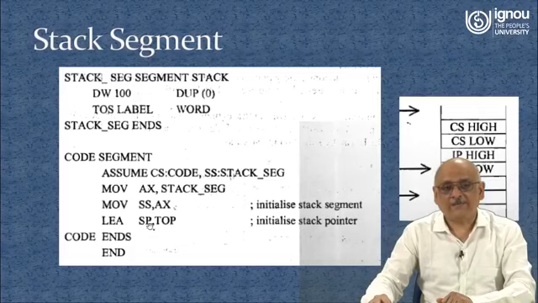And the SP, the stack pointer register. The pair is SS, SP, and they jointly form the physical address. SP is the stack pointer, which is basically an offset from the SS. You remember how we calculate the physical address: SS into 16 plus SP, that is how we are going to calculate the physical address.